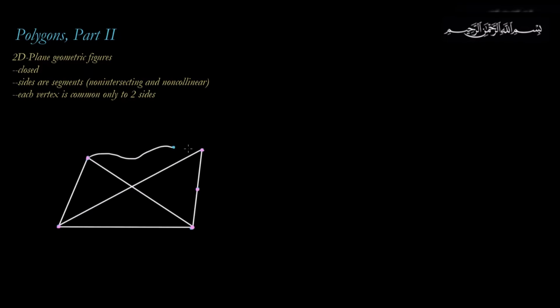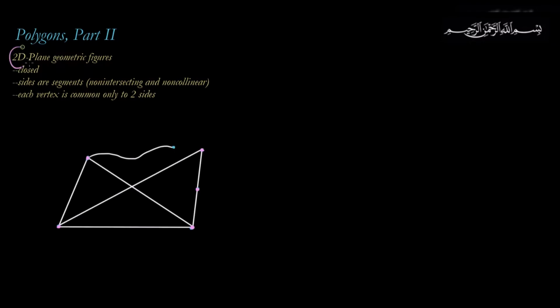We talked about polygons last time, and I suggested some key features of polygons. Here I have drawn for you the ultimate non-polygon, a figure that violates every single rule established for polygons. So let's compare the definition that we established last time with this particular figure, which violates all of those features. First, we said polygons are two-dimensional plane geometric figures.